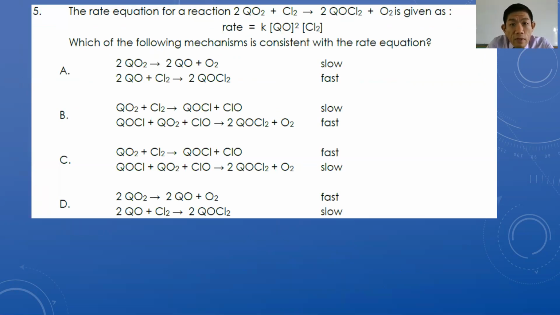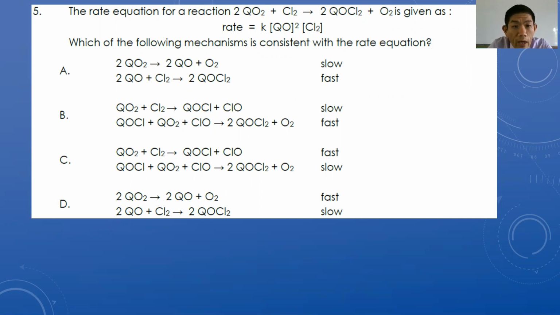Number 5. The rate equation for the reaction 2NO2 + Cl2 gives 2NO2Cl is given below. Rate is equals to k[NO2][Cl2]. Which of the following mechanisms is consistent with the rate equation? So in here, when you show the mechanism, you must look for the slow step, which has bimolecular for NO2 and unimolecular for Cl2.